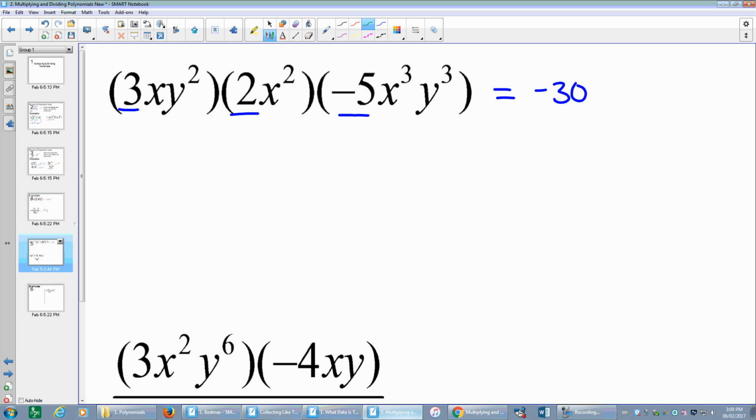I find similar bases. I have x to the exponent 1, x squared, x to the exponent 3. So I write x. I then take 1 plus 2 plus 3, which gives me 6. I'm going to look for other similar bases, y squared, y cubed. So I write y. I'm multiplying, so what do I do? I add the exponents, 2 plus 3, which gives me 5.